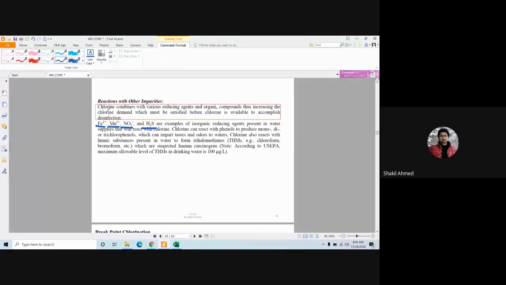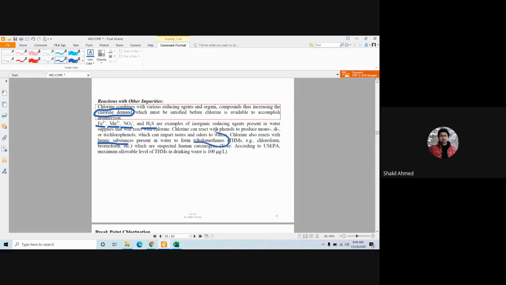Here you got a term, chlorine demand. We'll see what this is. This is important. Now, chlorine can react with phenols to produce mono, di, and trichlorophenols, which can impart tastes and odors to water. Chlorine also reacts with humic substances, a kind of organic matter also present in water, to form trihalomethane.